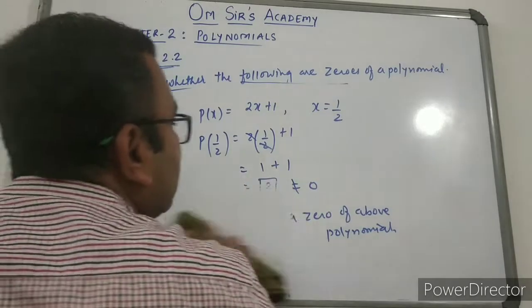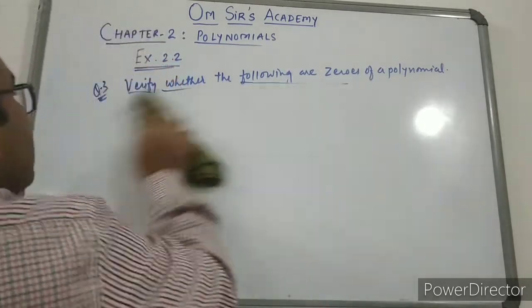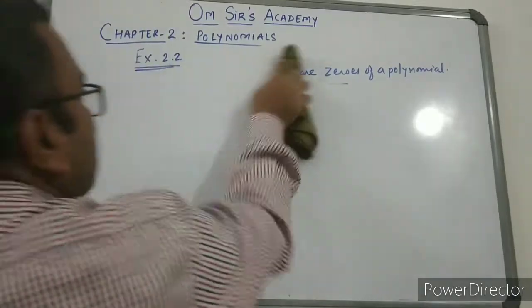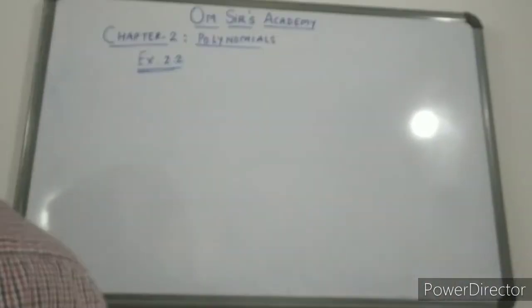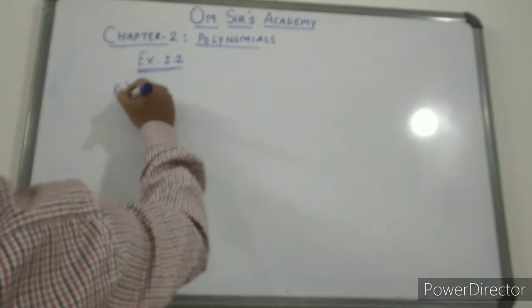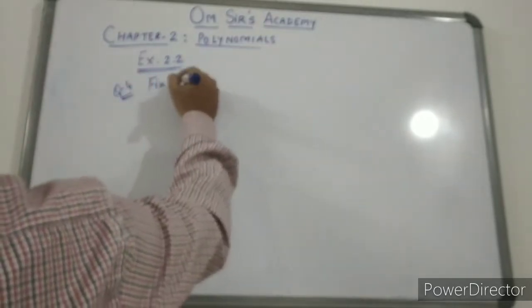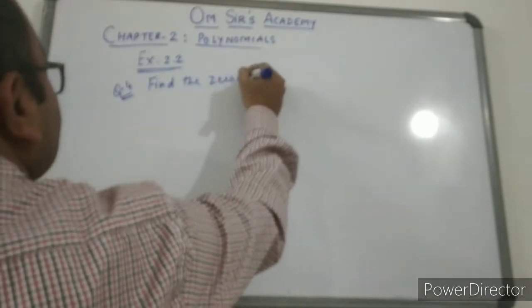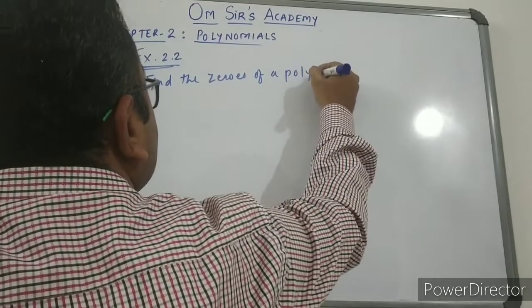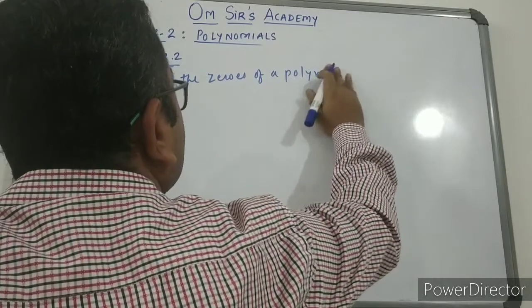Okay, now we move to the next question, that is question number 4 of the textbook. So what is question 4? Question 4 says find the zeros of a polynomial. What we have to find? Find the zeros of a polynomial in the polynomial.